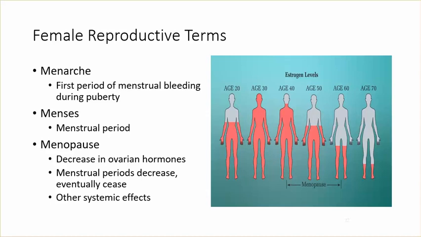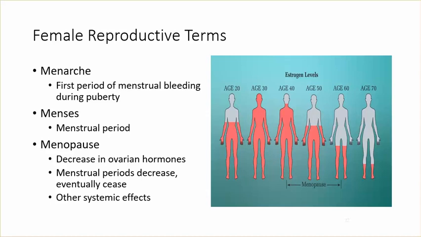Okay, so this takes a little while to establish. When you reach puberty, these things all start. We call it the menarche, the first menstrual bleeding.